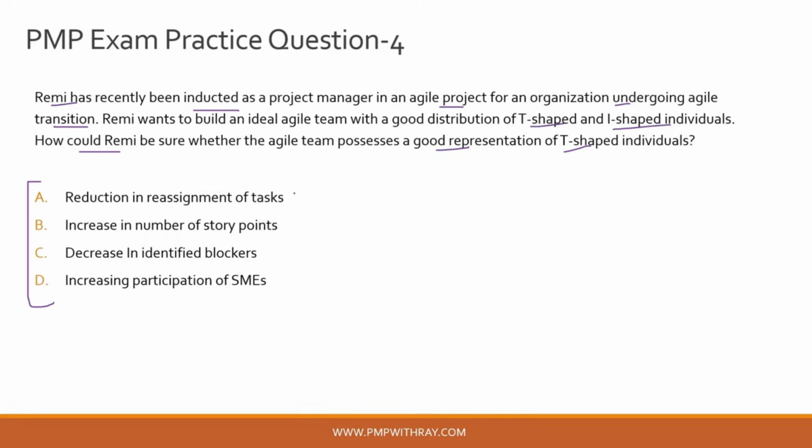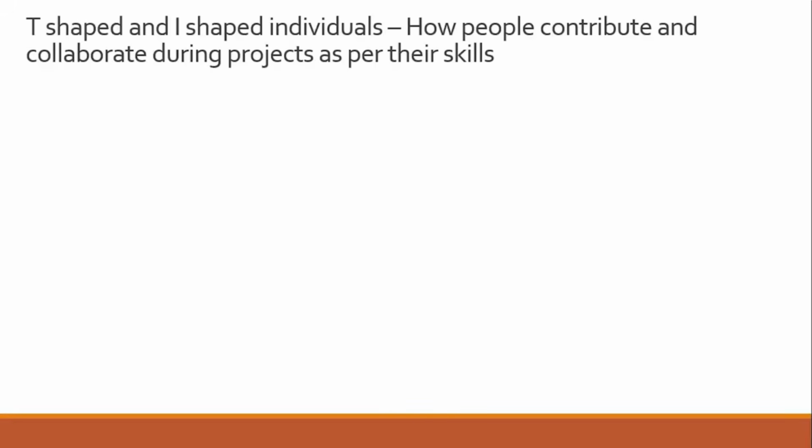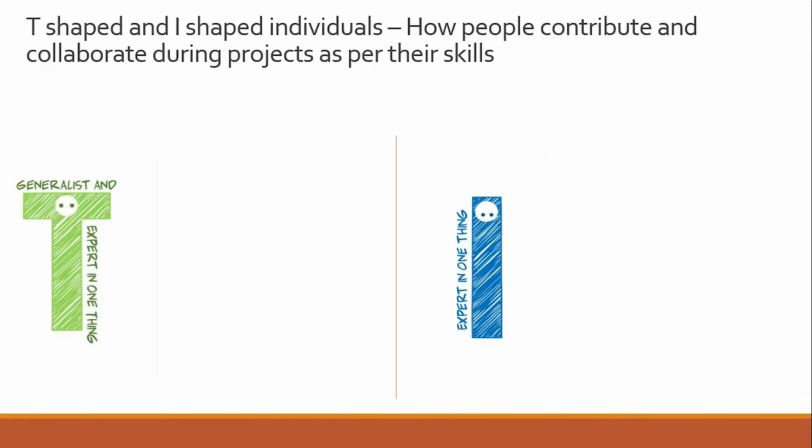Now, as part of this question, let's try to summarize the basic definition of a T-shaped individual and an I-shaped individual in an agile project, right? Now, in context of agile project teams, the terms T-shaped and I-shaped refer to the skills and expertise of individual team members. Okay, these concepts are often used to describe the diverse set of skills and collaborative abilities of team members in an agile project.